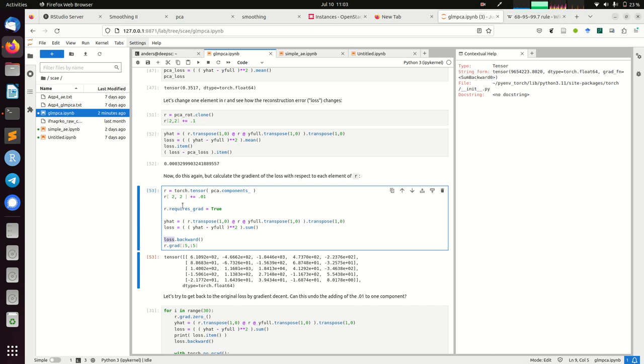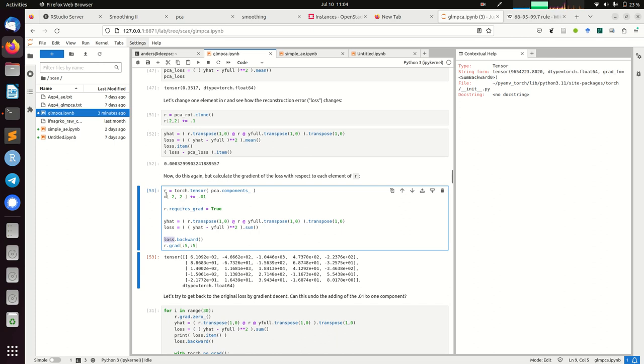Where we have to be careful: we say we ask for the gradient of R, but in reality we get the gradient of loss with respect to R. So we always get the gradient of the thing for which we call backwards, with respect to the tensor for which we call grad. What does this now help us? Here we can now see the gradient.